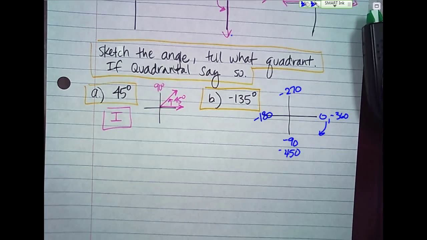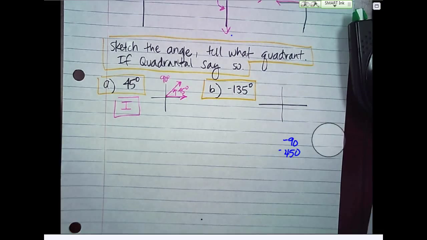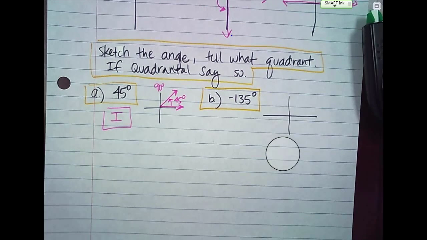What if I keep going? 450 and 100 more is 550. So I need 540. I can just keep on and on and on, can't I? Right? But that's not what they asked me to do. I was just showing you. He wants me to stop at negative 135.